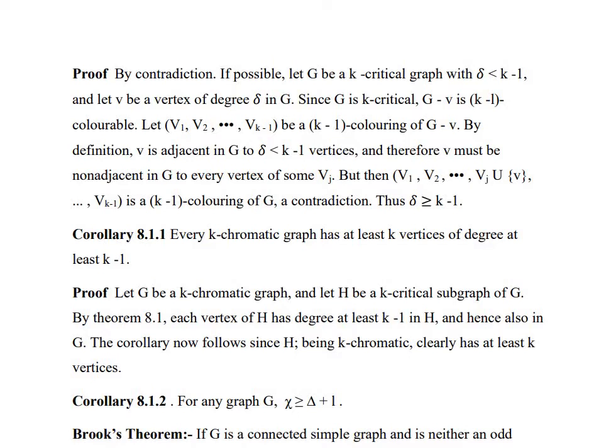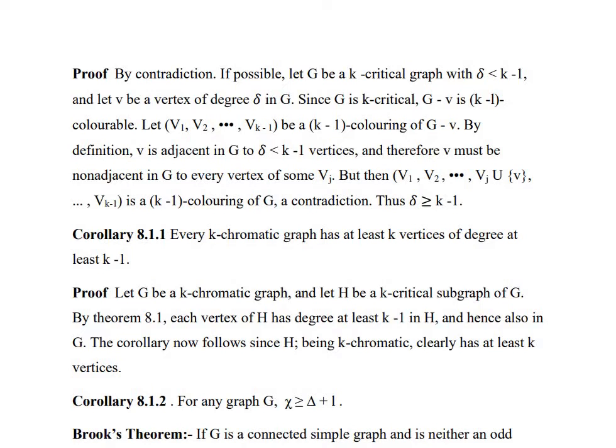But then V1, V2, etc., Vj union the singleton set v, etc., Vk minus 1 is a k minus 1 coloring of the graph G, which is a contradiction. Thus, delta is greater than or equal to k minus 1. Next is a corollary based on the theorem that we have discussed now.